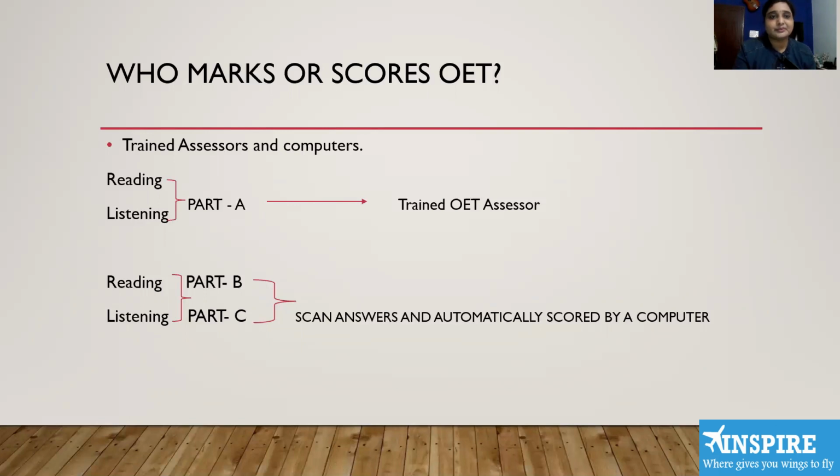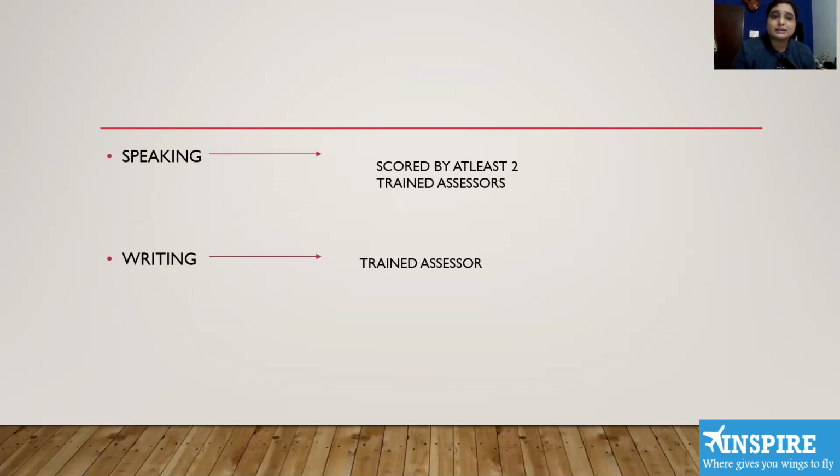And what about speaking? The speaking subtests are scored by at least 2 trained assessors. The 2 trained assessors will check your speaking subtest. And in writing also, a trained assessor will score your writing.